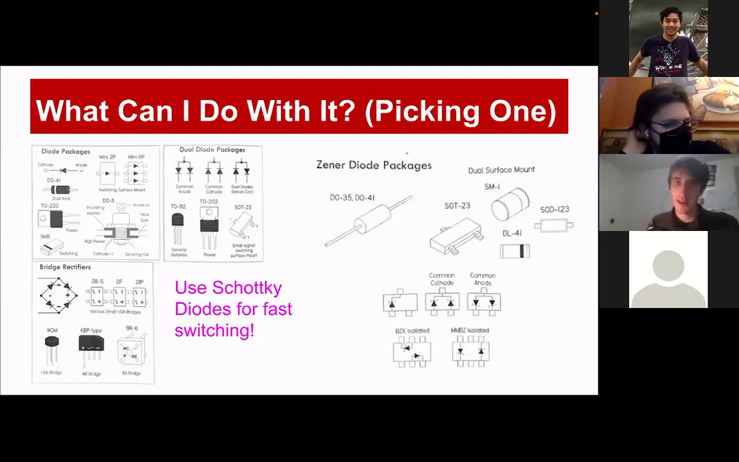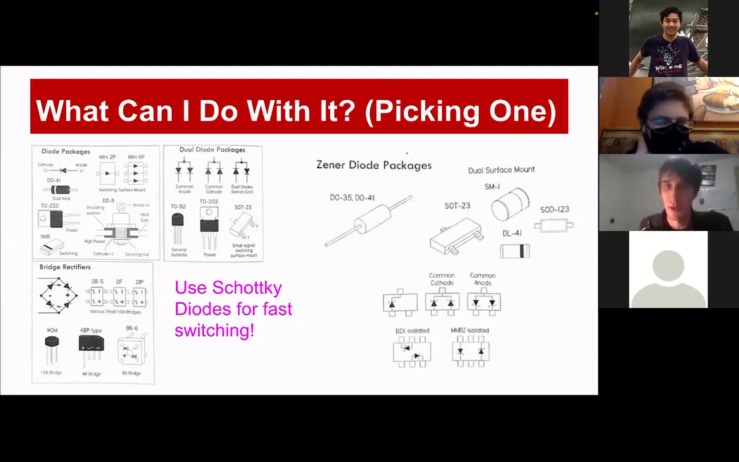So what can I do with it? Picking one. There are a number of diode packages. You can get like an IC where it's just a diode across, diode across, diode across. If you have a whole lot of diodes, they come as individuals. They come again with the little heat sinks already on there because diodes produce a whole lot of heat.